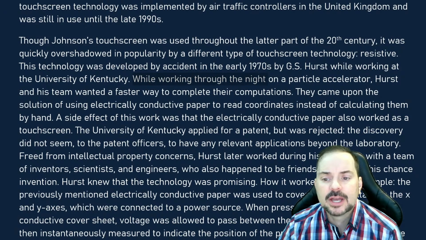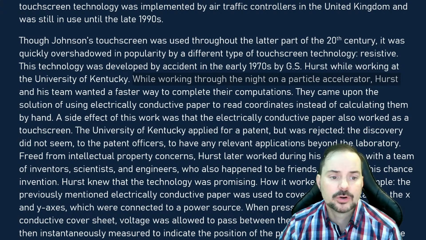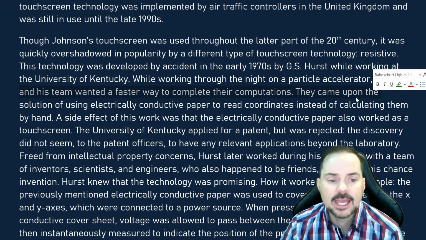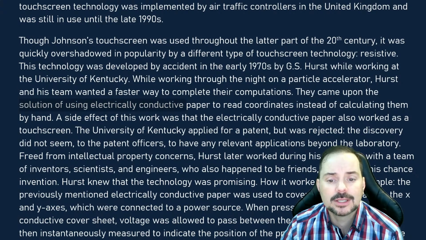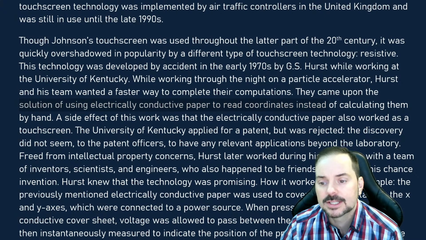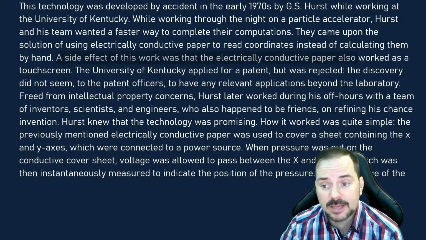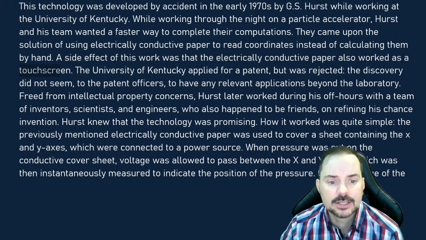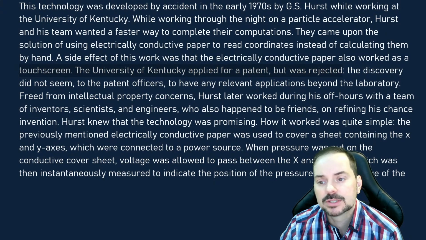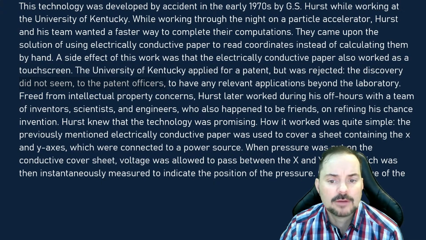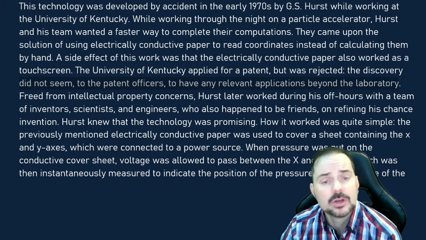While working through the night on a particle accelerator, Hurst and his team wanted a faster way to complete their computations. They came upon the solution of using electrically conductive paper to read coordinates instead of calculating them by hand. A side effect of this work was that the electrically conductive paper also worked as a touchscreen. The University of Kentucky applied for a patent, but was rejected. The discovery did not seem to the patent officers to have any relevant applications beyond the laboratory.